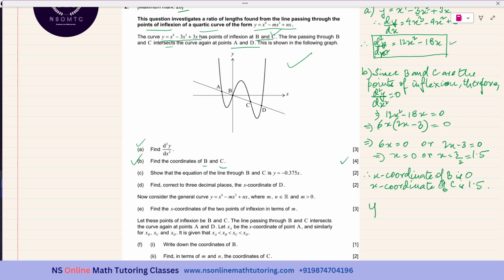Now the y coordinates. The y coordinate of B is equal to, I have to substitute 0 in place of x. Wherever we are having x in the expression, I have to substitute 0. So it is 0 to the power of 4 minus 3 times 0 to the power of 3 plus 3 times 0, which is equal to 0. Therefore B will be (0, 0).